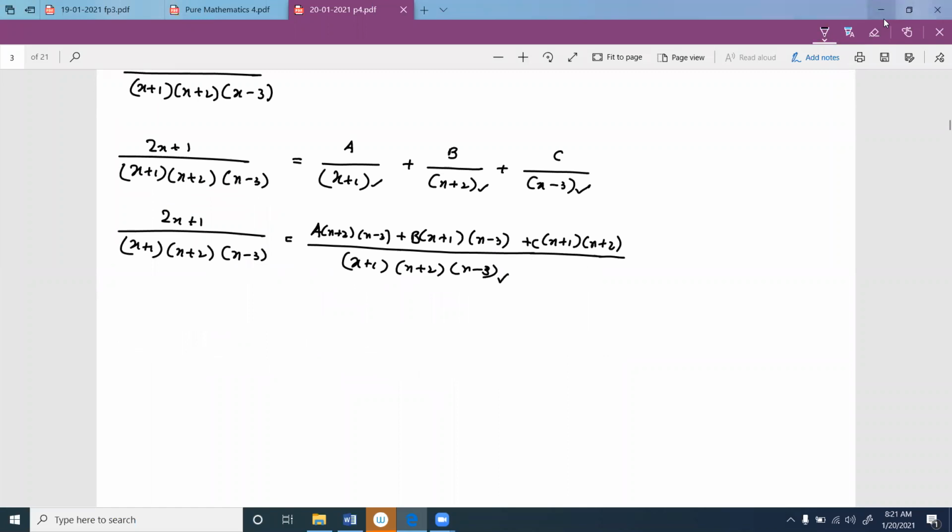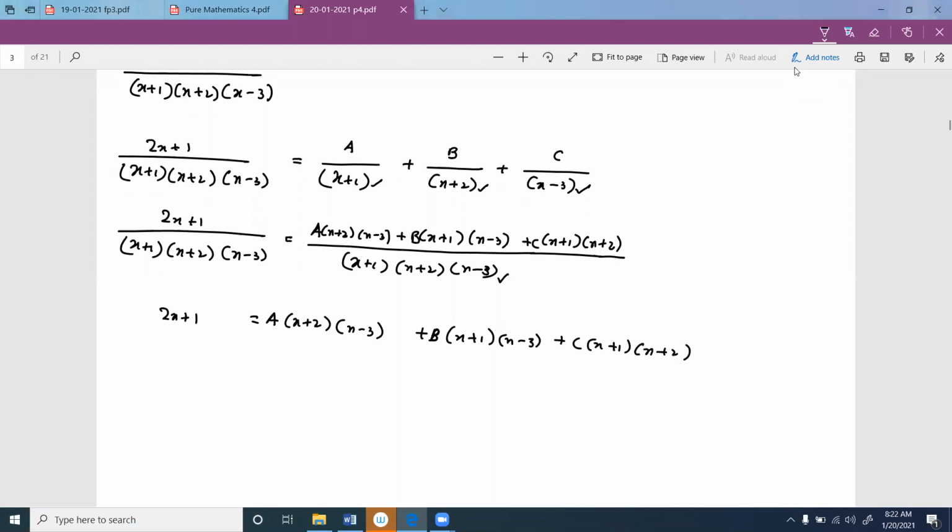Now again the same thing, you can equate the numerator terms since they are similar to each other, right? Then you can write 2x plus 1 is equal to a times (x plus 2)(x minus 3) plus b times (x plus 1)(x minus 3) plus c times (x plus 1)(x plus 2), right?